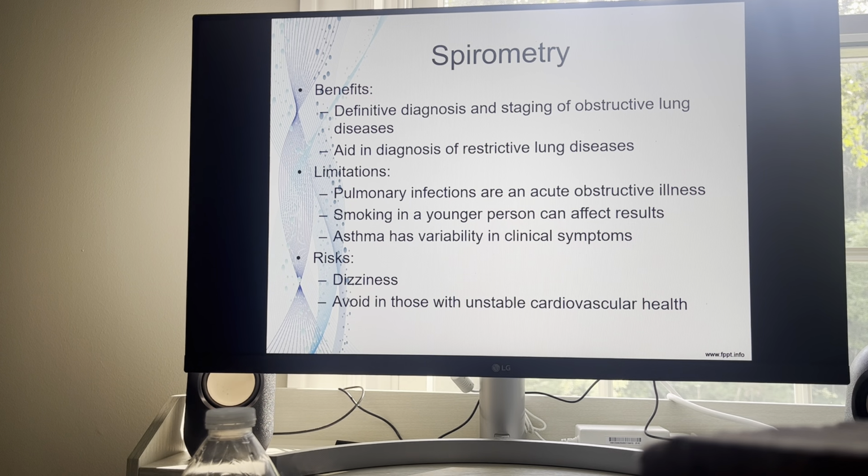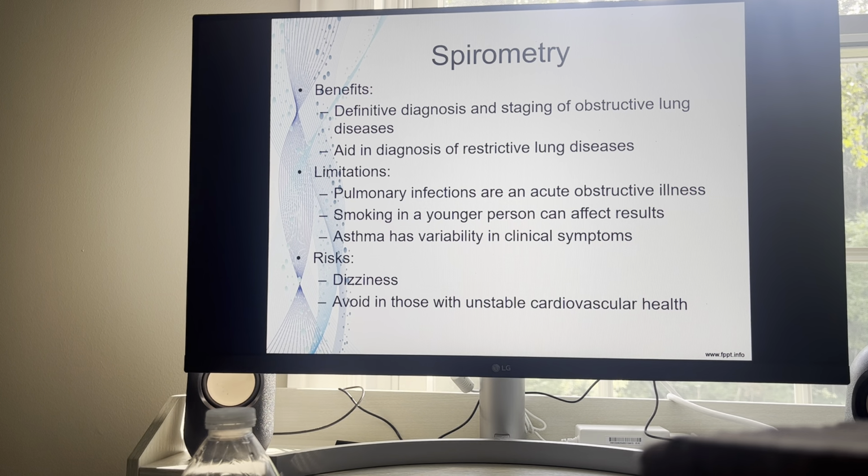Plus, a limitation is asthma has variability in clinical symptoms, which we talked about. Exercise-induced asthma can be hard to diagnose on a spirometer unless the patient ran to your office and you immediately hook them up to the pipe and check their spirometry.